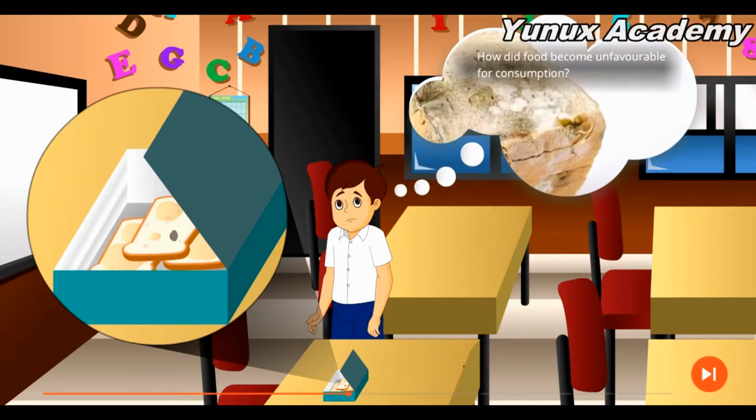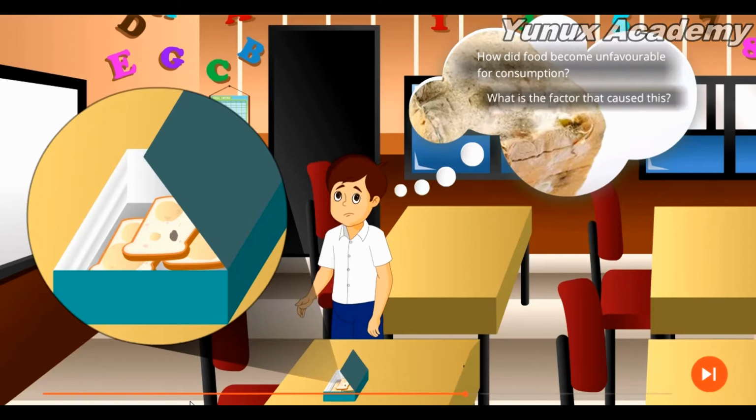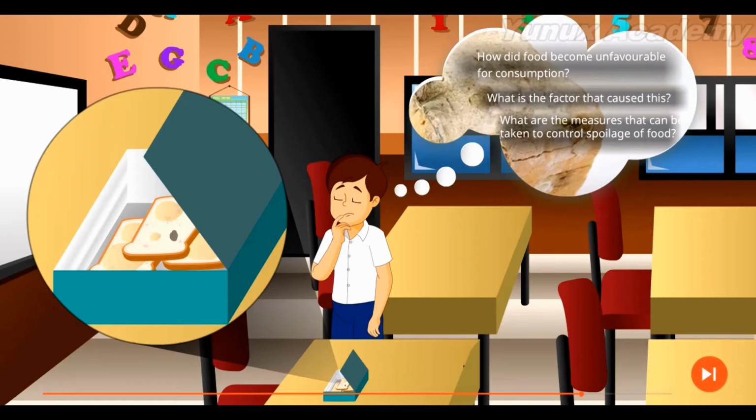How did the food that was fresh the previous day become unsuitable for consumption the following day? What is the factor that caused this? What are the measures that can be taken for controlling food spoilage? We will study these facts in this lesson.